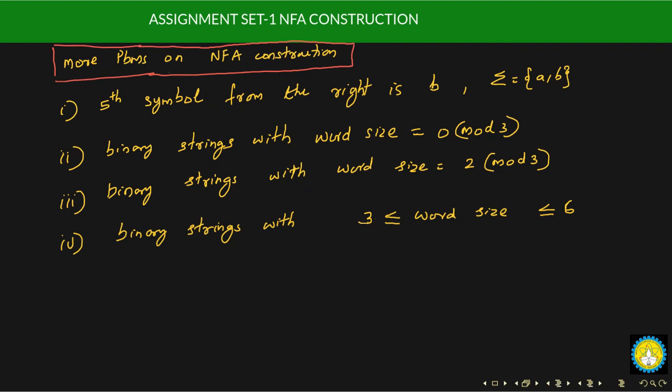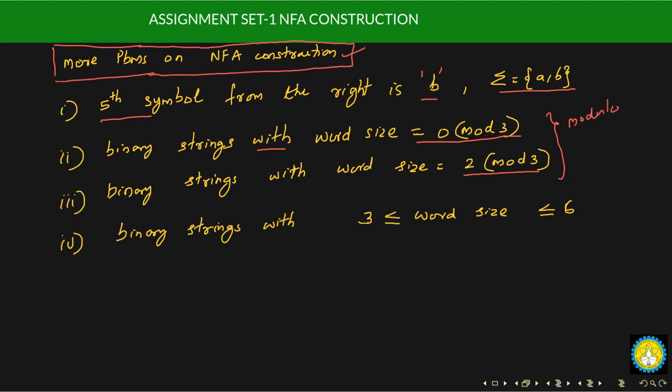Now let's move to the assignment section on more problems on NFA construction. The first question is, you need to have your fifth symbol from the right as a B. And remember, here the alphabet set is A, B. The second question is to construct an NFA to accept binary strings with a word size 0 mod 3. And similarly, the third question is to accept binary strings with a word size 2 mod 3. So these two questions correspond to modulo arithmetic notations.